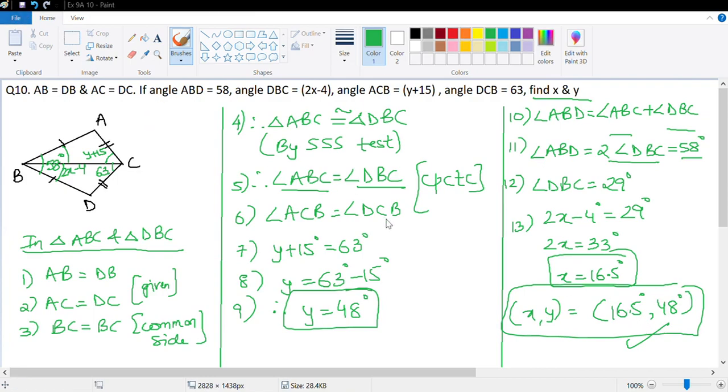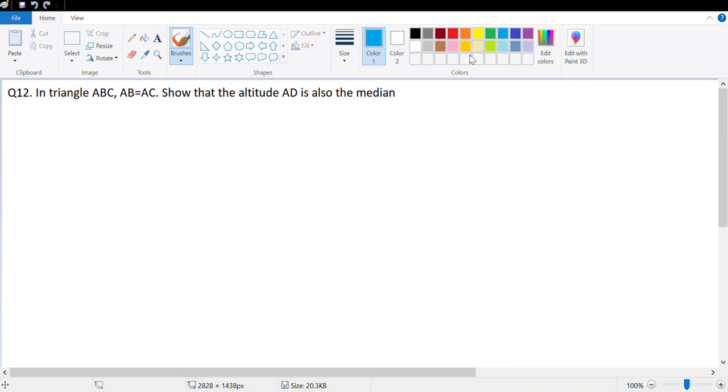The next question that we have is question number 12. It says in triangle ABC, AB is equal to AC. Show that altitude AD is also the median. Okay, so that's the rough diagram. This is ABC. AB is given equal to AC, which means angle B and angle C are also equal because this is an isosceles triangle. This is the altitude, which means what we need to prove is BD is equal to CD.